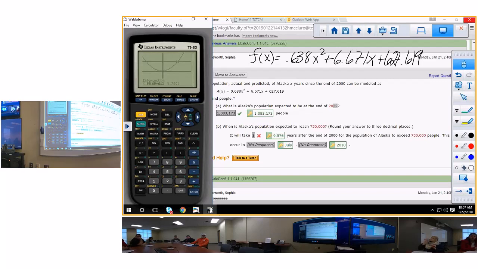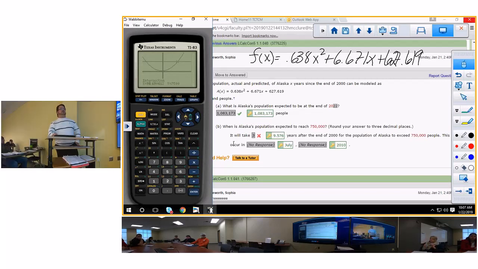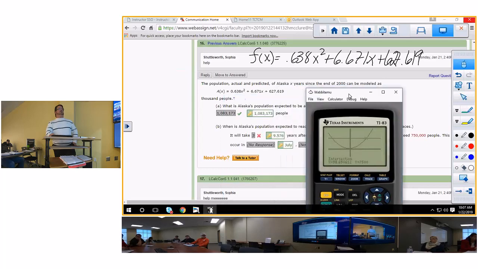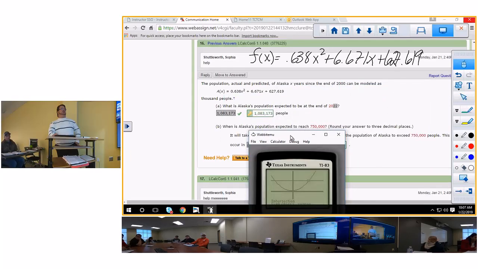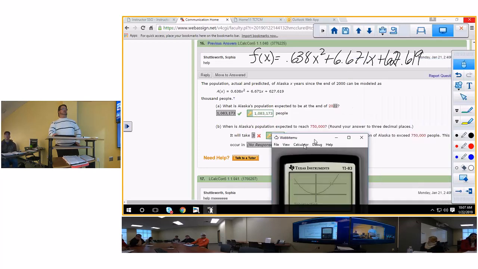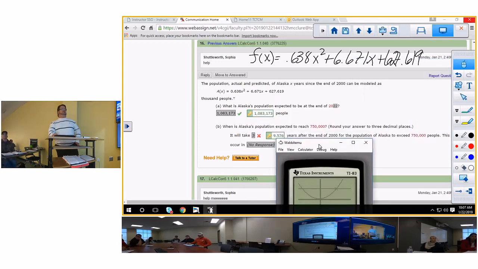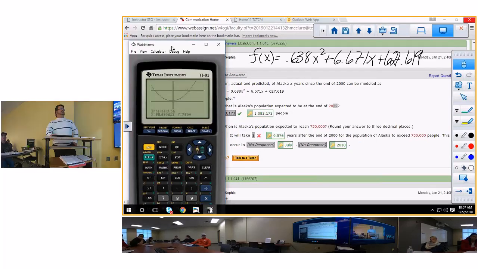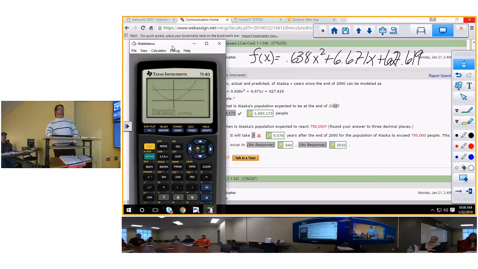Now the reason it's different is I think theirs is set up on a different scale, because let me see what they've got in the question. It says population actual and predicted 2000 can be modeled as. Okay, well evidently either I have something wrong or mine's coming up a little bit different. Let me type in 75,000. If I type in 75,000 up here, it ain't gonna be 9.56. So I'm doing something wrong. Let me check my graph. Hold on a second. Make sure I got it typed in right.